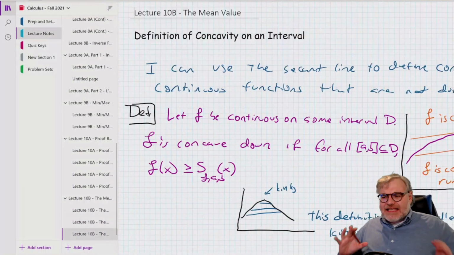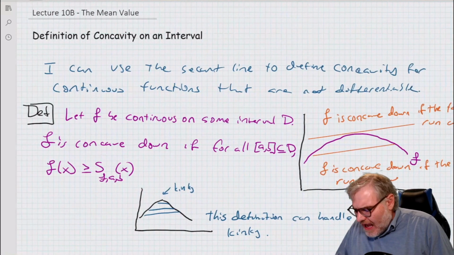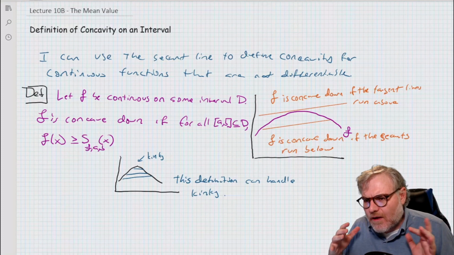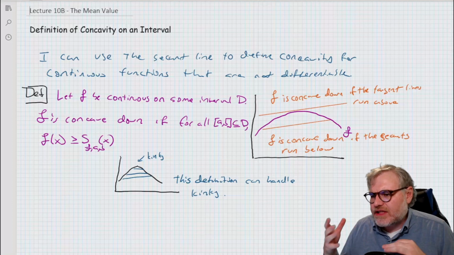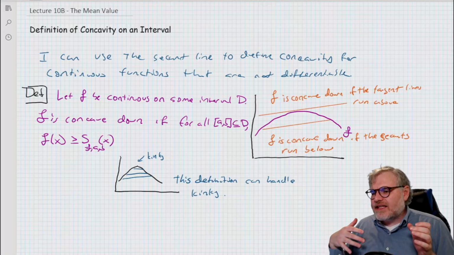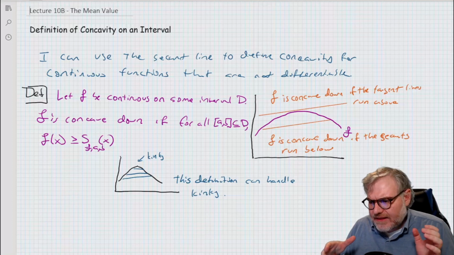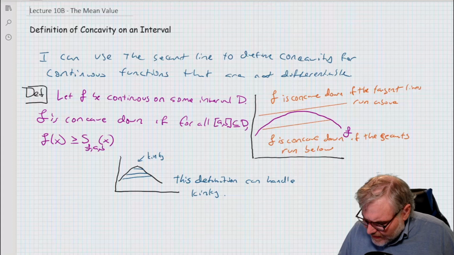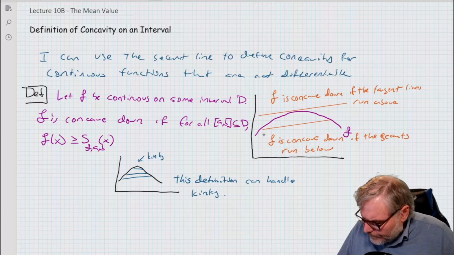Okay, there's one last thing about the secant line. This is not about MVT. This is just about the secant line. I can actually use the secant line to define concavity for things that aren't necessarily differentiable. Okay, so what I'm going to do is let f be continuous on some interval D. And then I'm going to say that f is concave down if for all [a,b] that's a subset, so for every closed interval that's a subset, a little weird, f of x is greater than the secant line. So basically what I'm saying is that the secants run below.